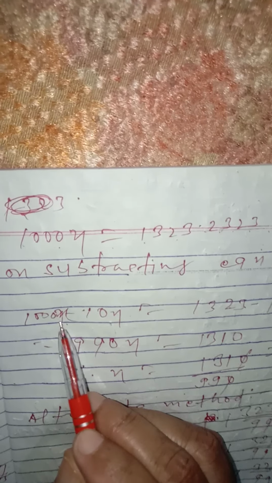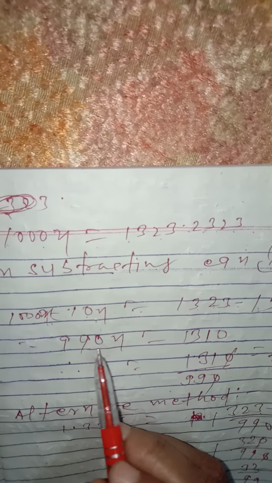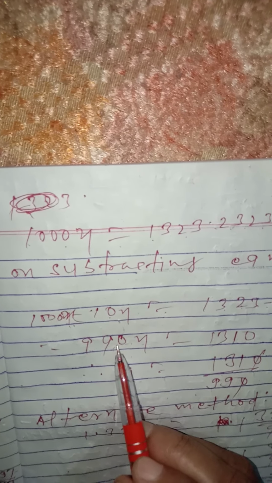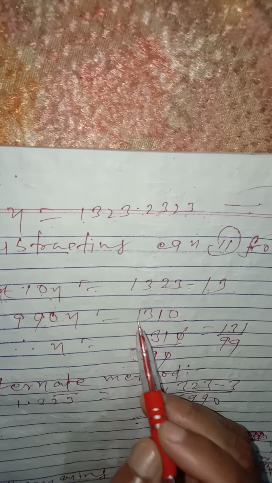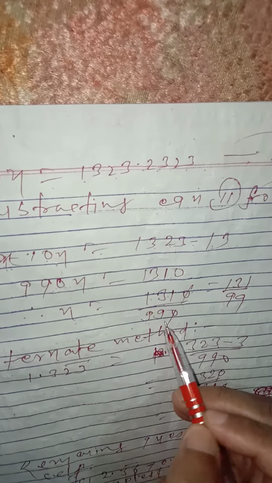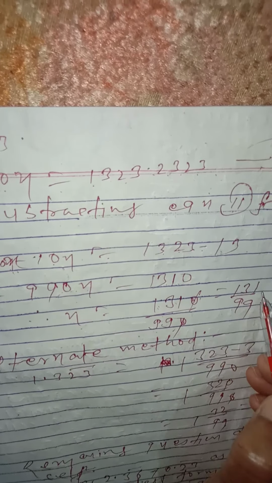On subtracting equation 2 from 3, 1000x minus 10x equals 1323 minus 13. So 990x equals 1310. Therefore x equals 1310 by 990. Cancel the zero from both, remaining 131 by 99. Answer.